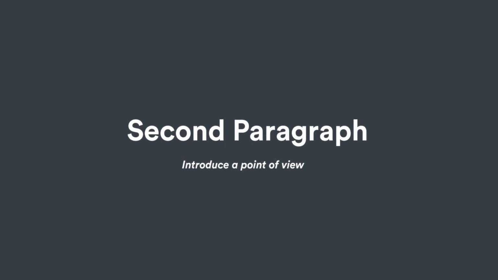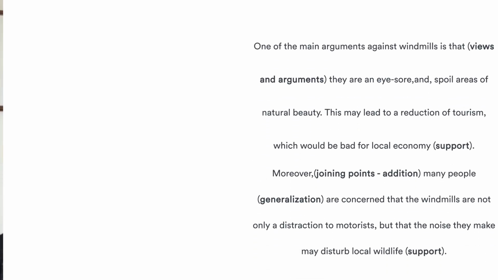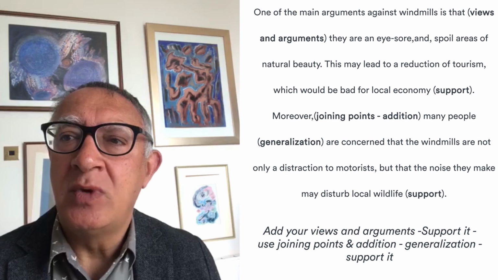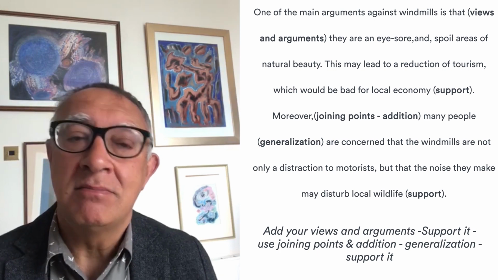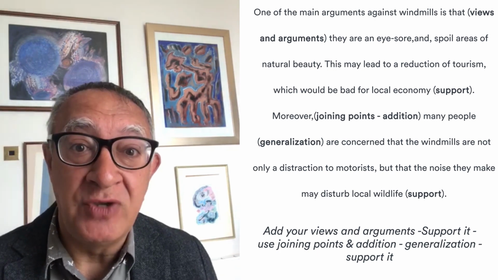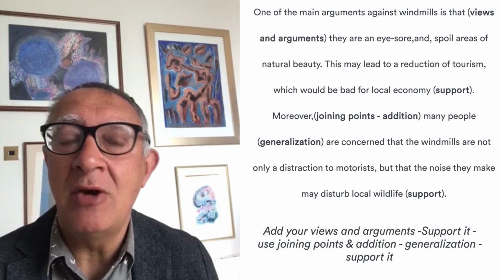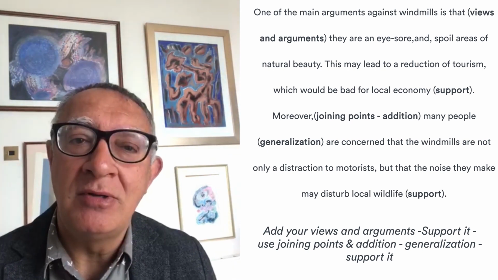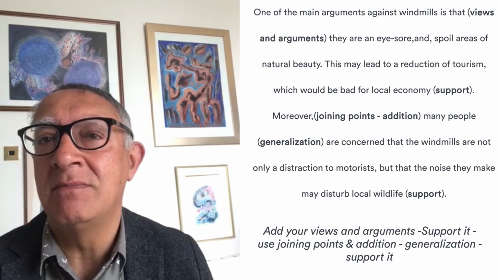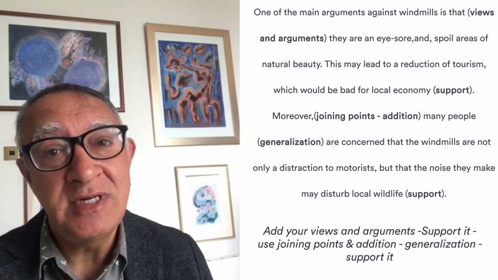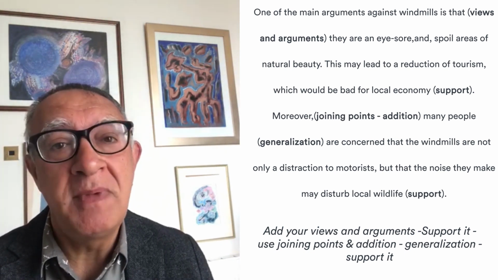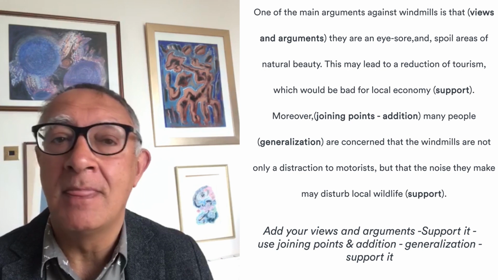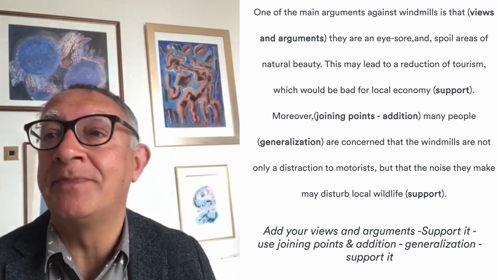Next paragraph. Here you need to introduce a point of view. One of the main arguments against windmills is that, I'm going to introduce a view or an argument, is that they are an eyesore and spoil areas of natural beauty. This may lead to a reduction in tourism, which would be bad for the local economy. This is a support point.